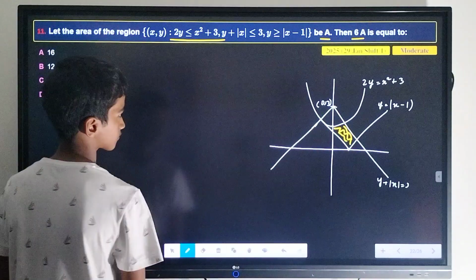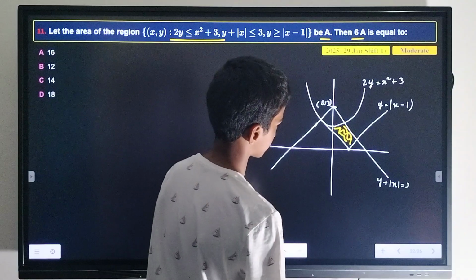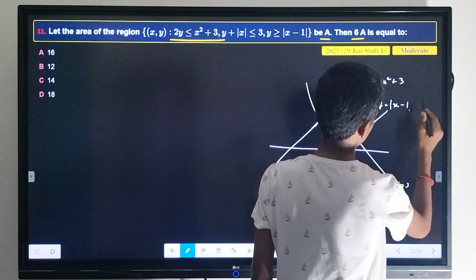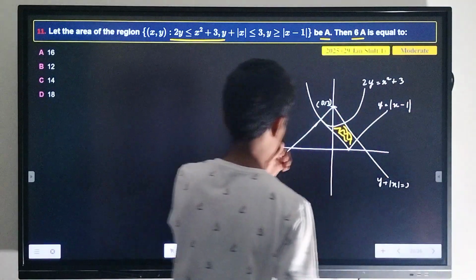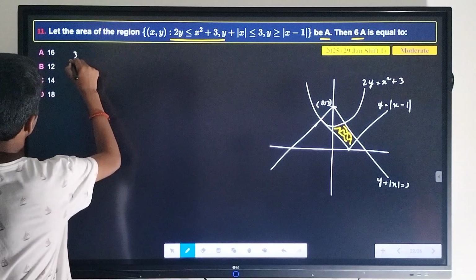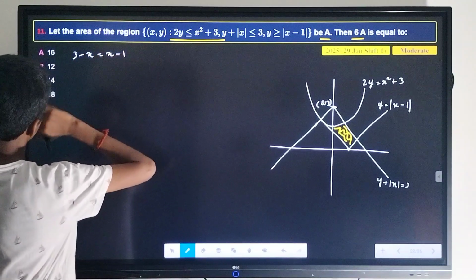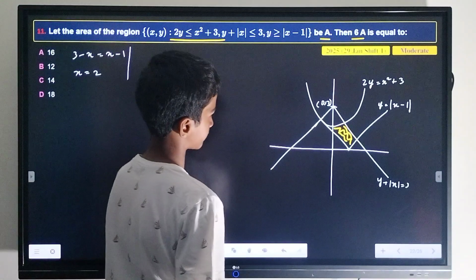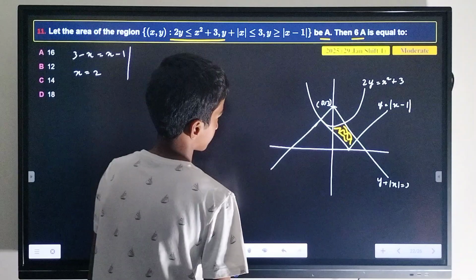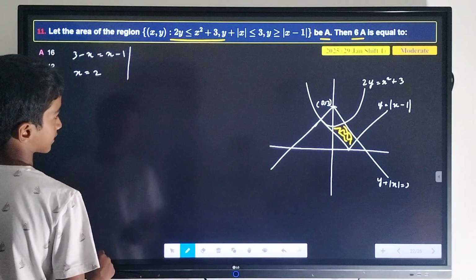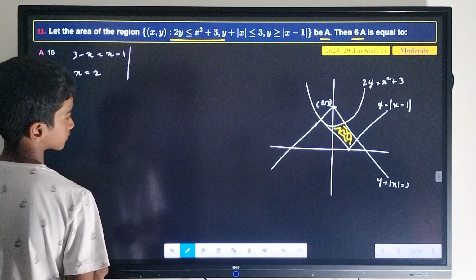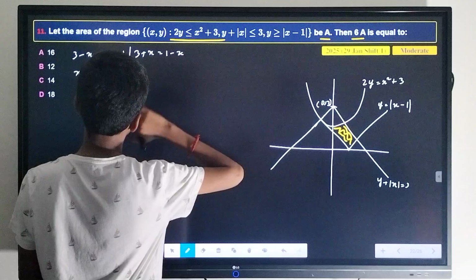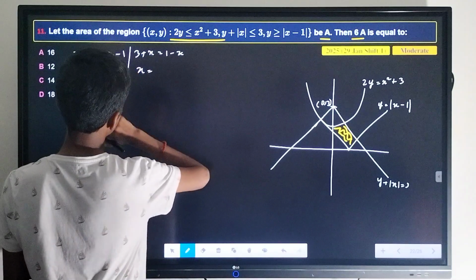So first of all, let's find the intersection points of y plus mod x is equal to 3 and y is equal to mod of x minus 1. So we will get 3 minus x is equal to x minus 1. So x is equal to 2. And the other is 3 plus x is equal to 1 minus x. We will get x is equal to minus 1.